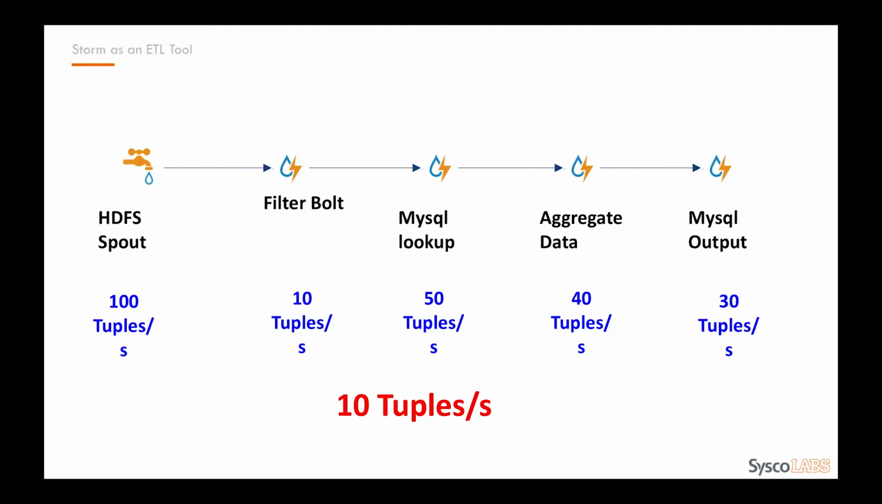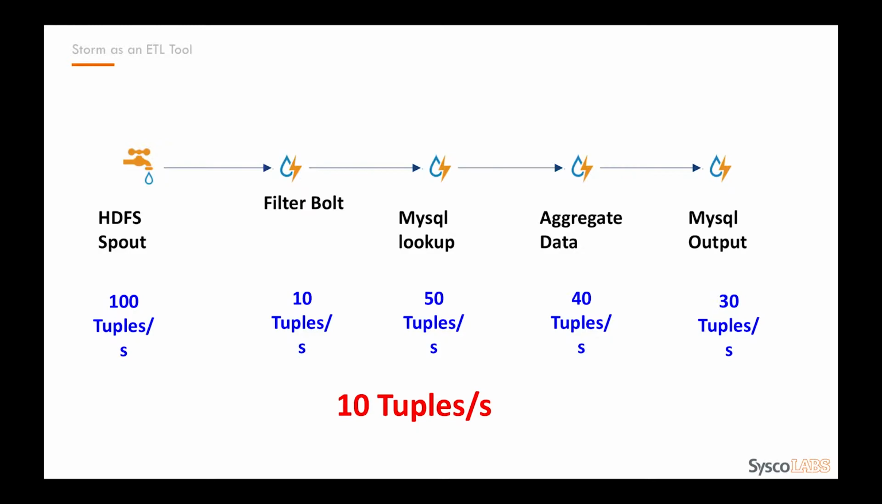However, these steps might have their own speed. The overall speed of a topology depends on the slowest step. In this case, it will be the filter bolt, which can only process 10 tuples a second. So the overall speed of this topology will be 10 tuples a second.